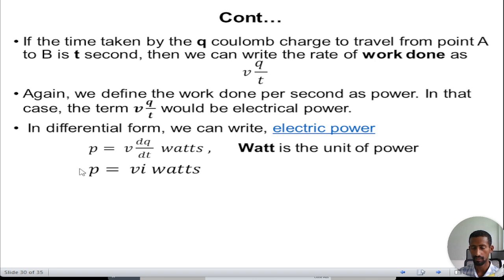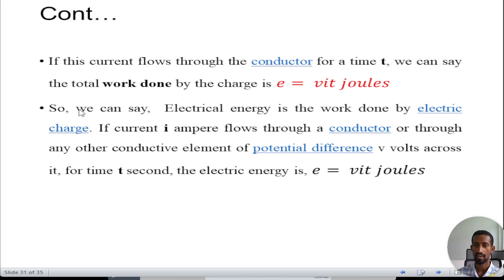This is the power. But our target is to find the energy. If this current flows through a conductor for a time t, we can say that the total work done by the charge, E, is V times I times T joule. So electrical energy is the work done by electric charge if current I ampere flows through a conductor or any other conductive element with potential difference V volts across it for time t seconds. The electrical energy will be VI times T.